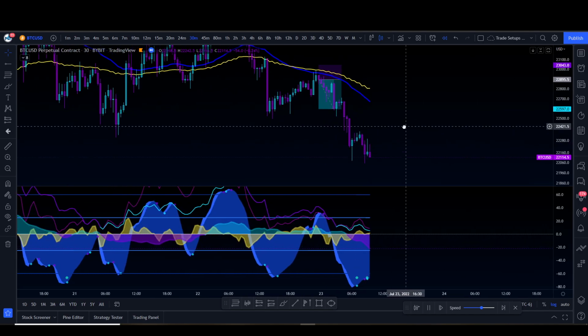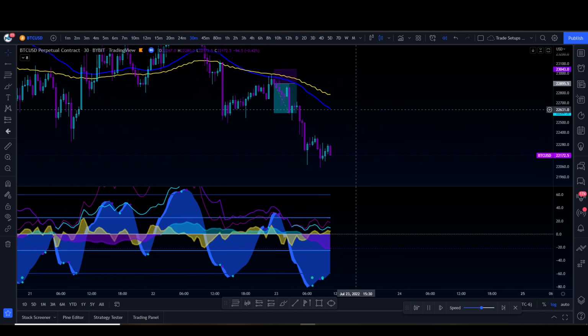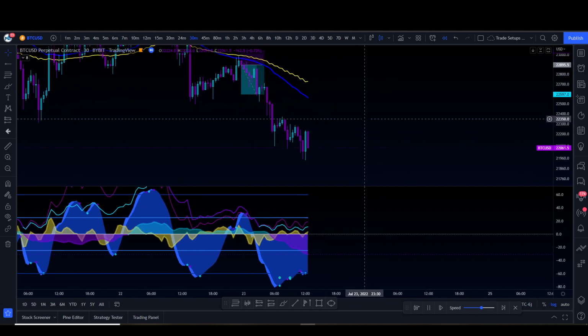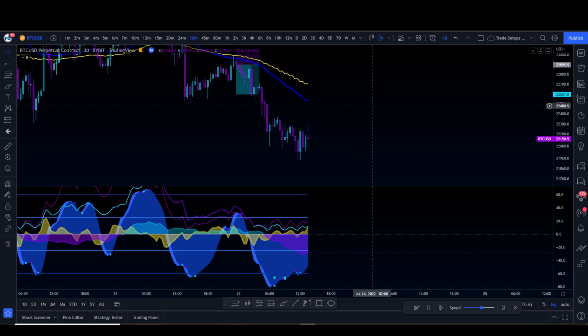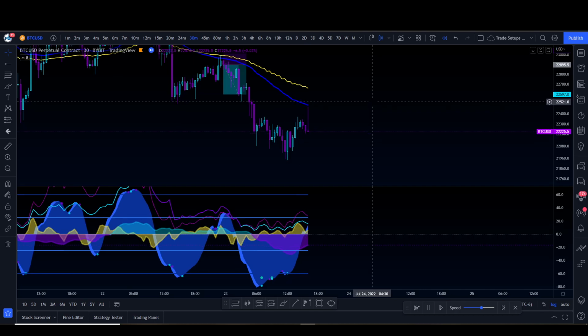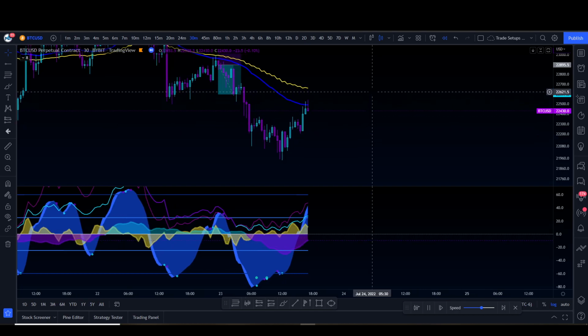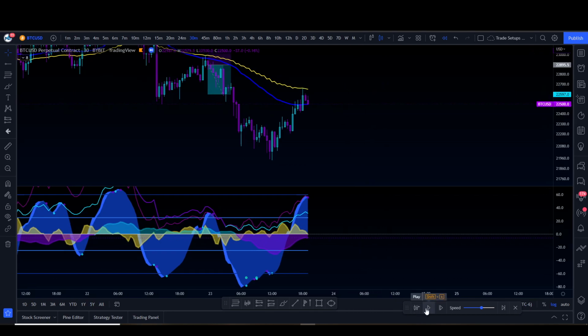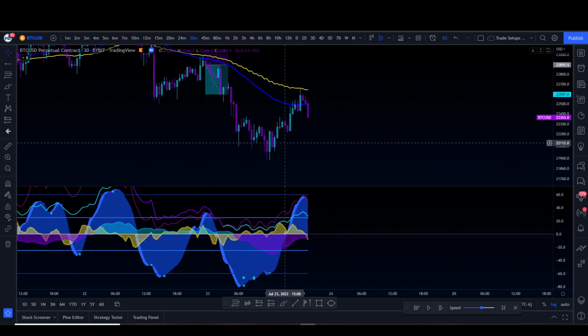Alright, alright. Let's see if we get another back test here. See if we get another back test. Oh, looks like we're about to. Alright, there's the back test. Oh, but money flow is coming up. And it's red, so we don't want this one.